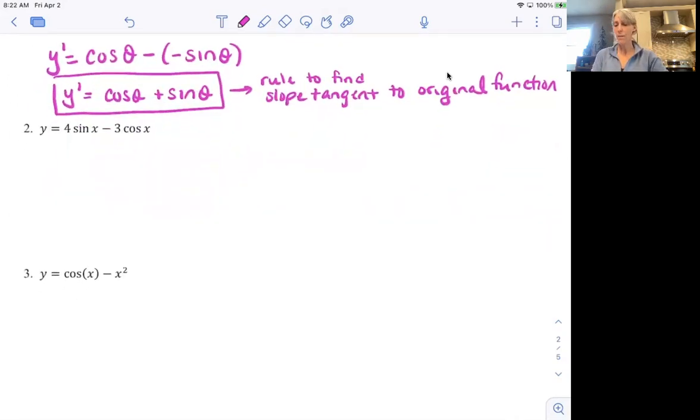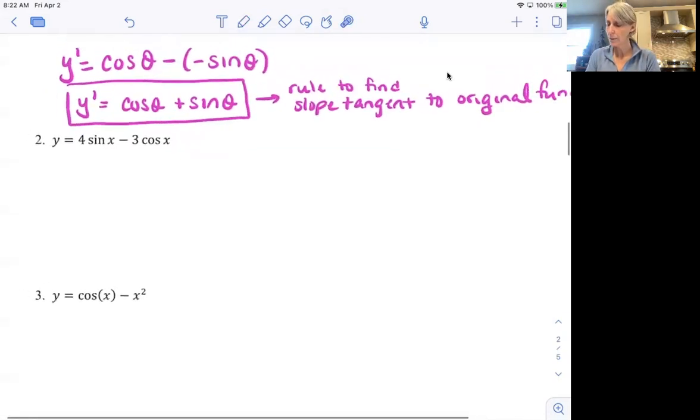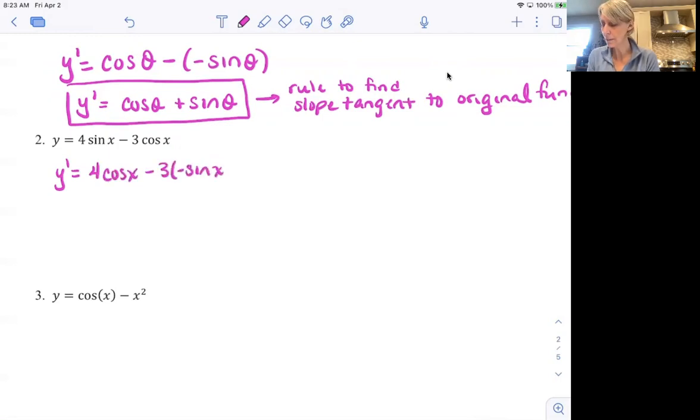Y equals 4 sine x minus 3 cosine x. Don't get scared by this up front. It's just a multiplier. So we would treat it just like if it was 2x squared. Y prime equals 4. Derivative of sine is cosine. Minus 3. The derivative of cosine is negative sine. 4 cosine x plus 3 sine x.